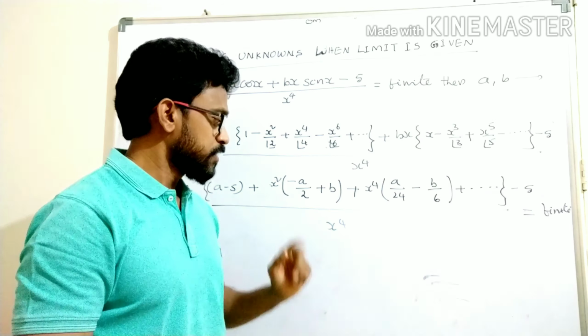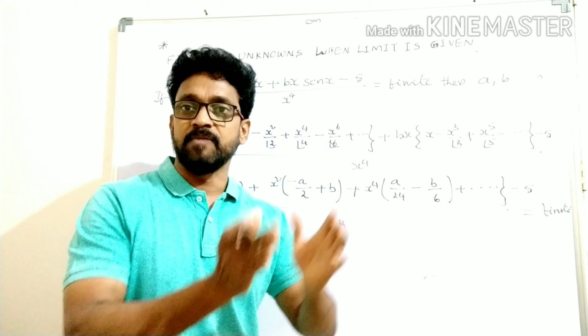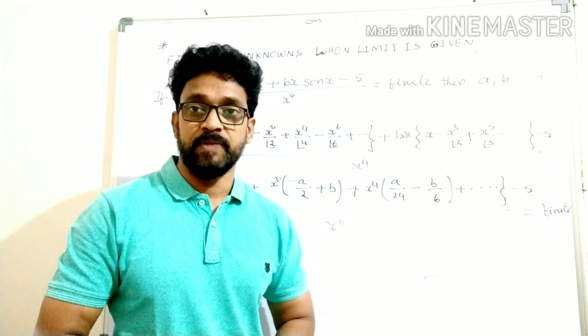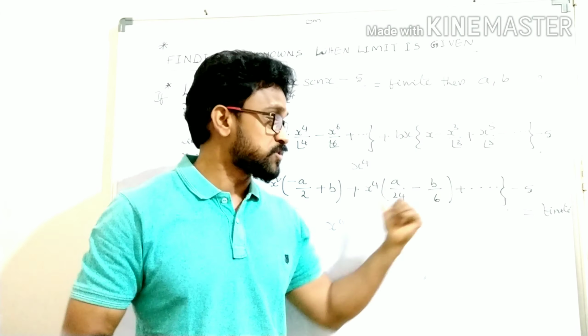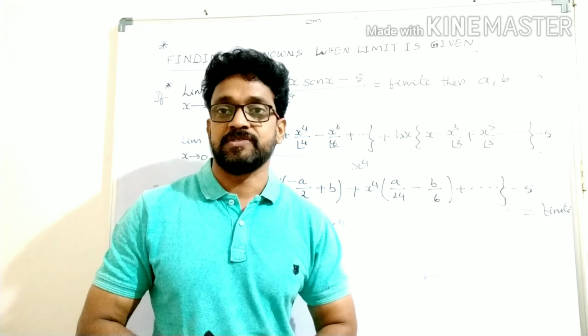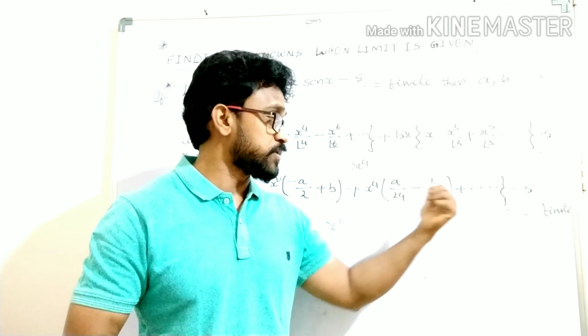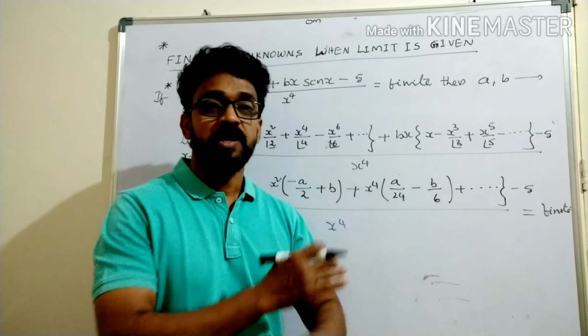After dividing with x power 4, what happens? After this term, every term is a combination of x. That means as x tends to 0, every term after these terms vanishes, that is 0, because every term is a combination of x. So we should neglect all the remaining terms.